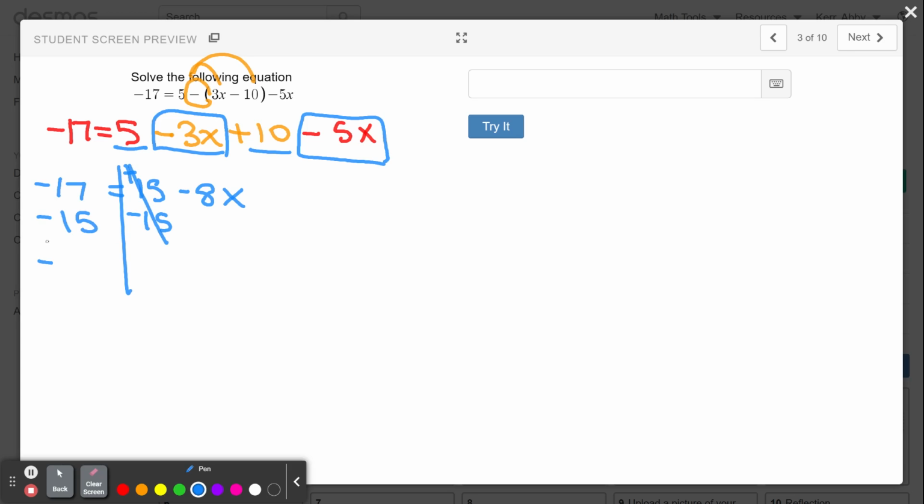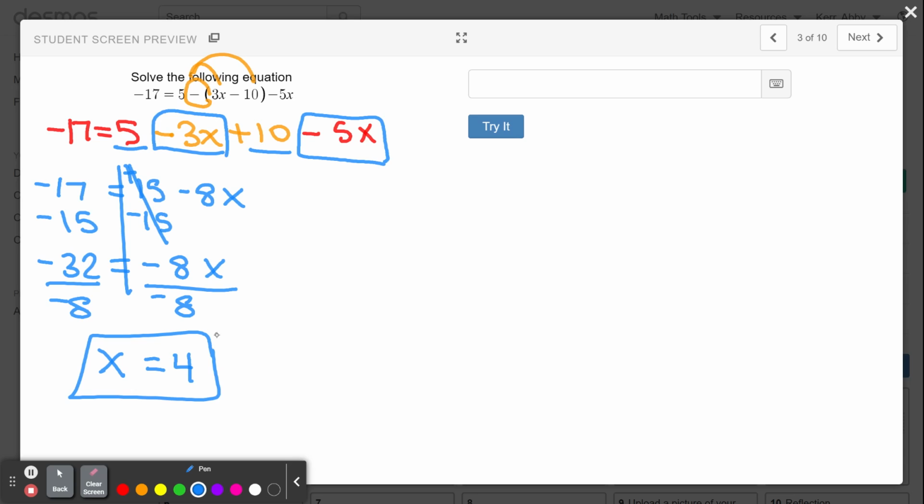So when you have the same sign, you add them together and keep the sign. So we're going to get negative 32 equals negative 8. And now we're going to divide by negative 8. Our x is going to equal 4.